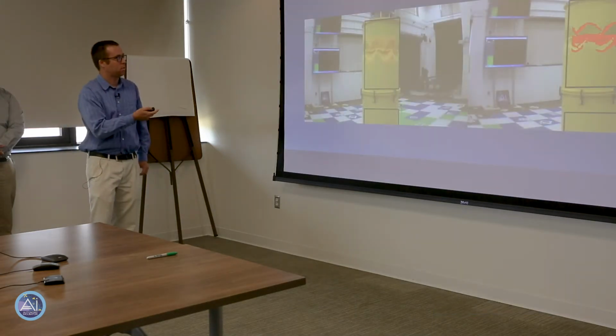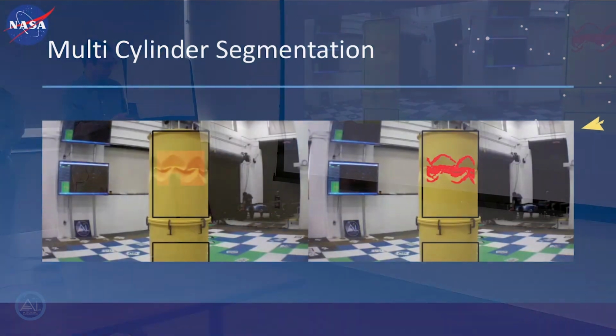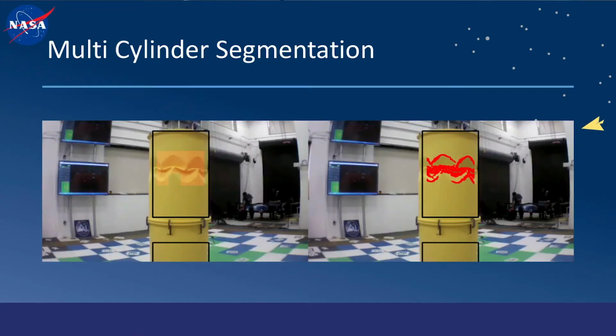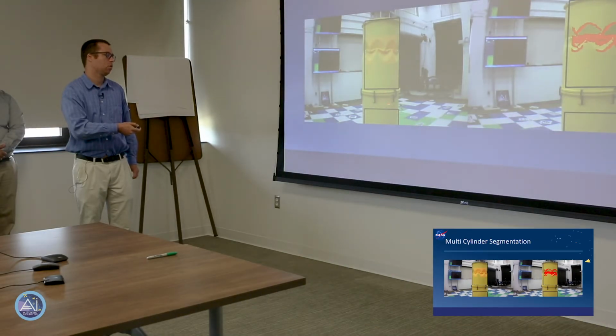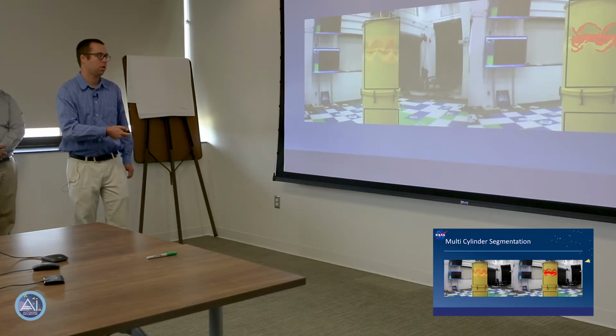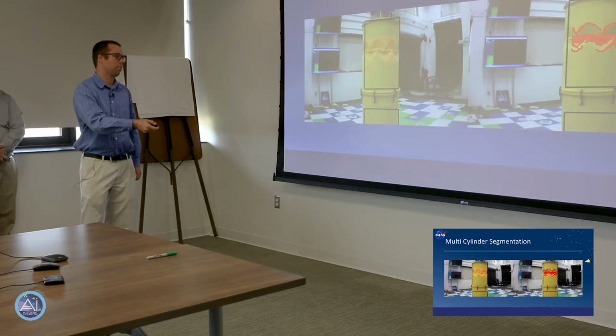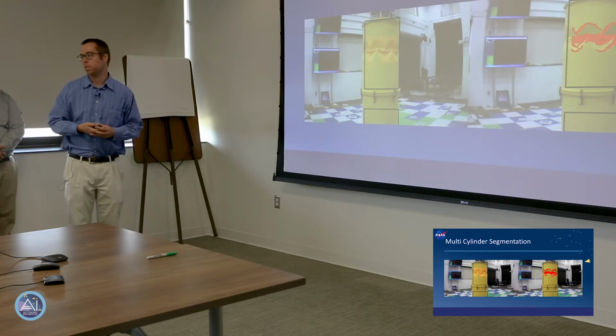So for multi-cylinder segmentation, we had to remove the middle part, and we did that by recognizing that the clamps had a lower intensity than the surrounding gold color, so we could remove the middle and then run our algorithm on the top and bottom cylinder. And this just shows both results for the top and bottom cylinder. We'll demonstrate this in the demo after.